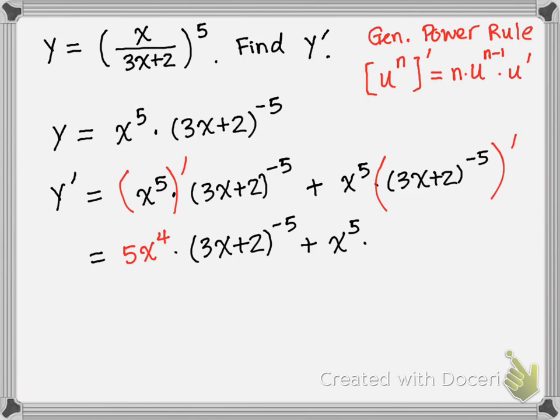So we take a look right here, okay? The outer function is to the -5 power. So we take down -5. Whatever's inside, you raise it to a power decreased by 1, -6 power. Okay, so what is the inside? You copy it, so 3x plus 2. Then you multiply by the derivative of that, which is 3.